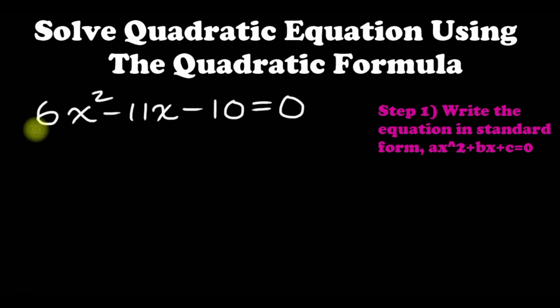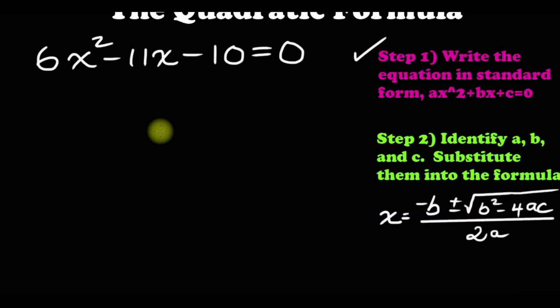All of the terms have to be on one side of the equal sign and then 0 on the other side of the equal sign. If you look at this equation right here, 6x squared minus 11x minus 10 equals 0. So this is in standard form. Step 1 is all done. You do not have to do step 1. It's done. Now step 2 is to identify the A, B, and C and then substitute them into the formula.